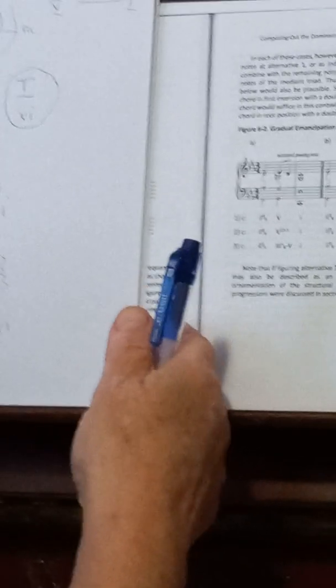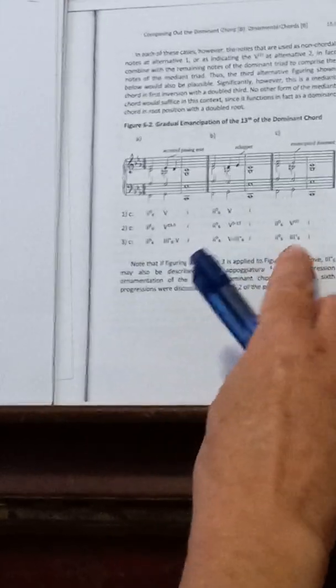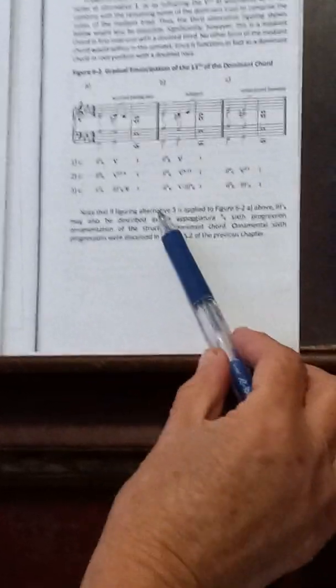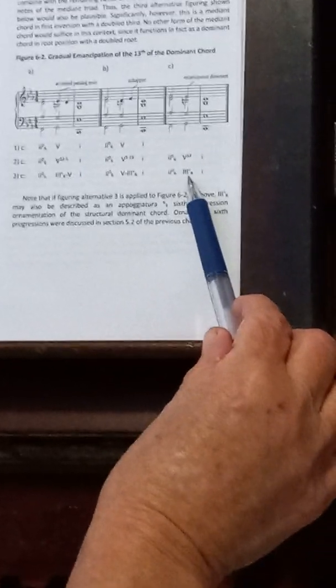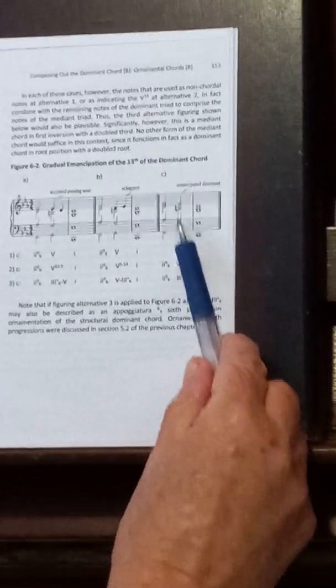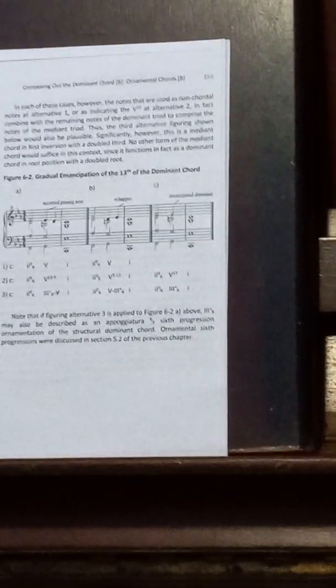So here we have a slight overlap with that same concept in the particular case of the dominant and its relationship with the mediant, excepting you can go one step further now and you can leave the dominant out completely and you can just use the mediant. But then remember, you are using it as a dominant 13th in root position, so it has to be in first inversion and it has to have a doubled third so that it represents the dominant chord in root position with a doubled root.